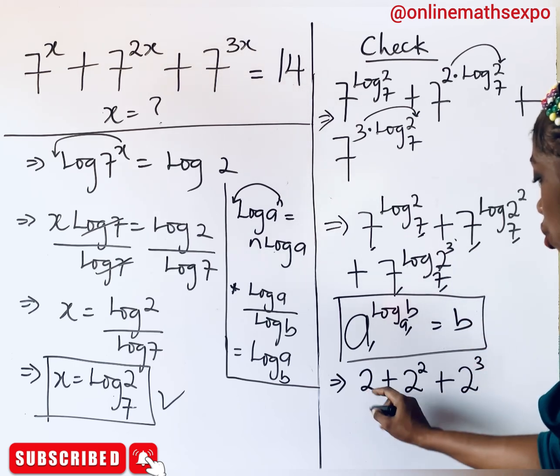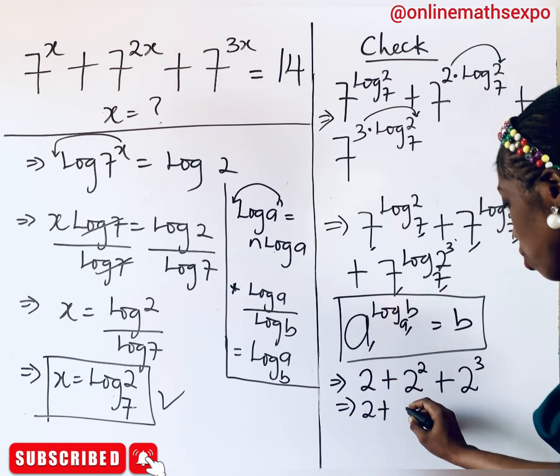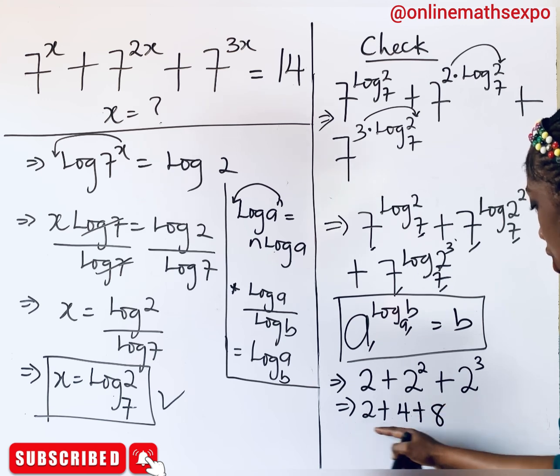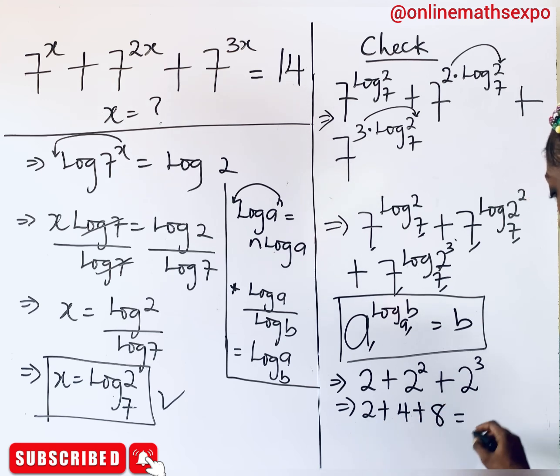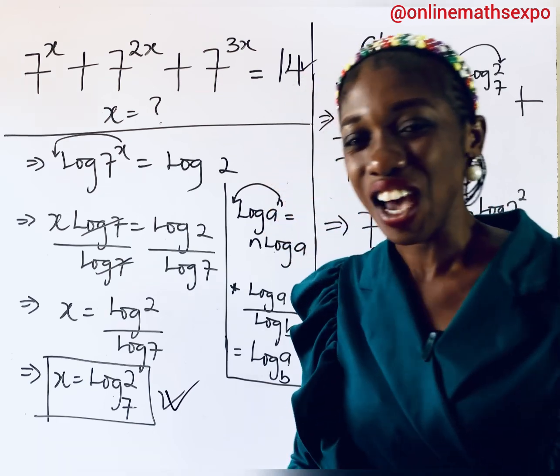And when you have 2, this gives us 2 plus 2 raised to power 2, which is 2 times 2, to be 4, and this will give you 8. When you add this together, it gives you 14. And that is what we have at the right side of the equation. So it means that this value of x is correct.